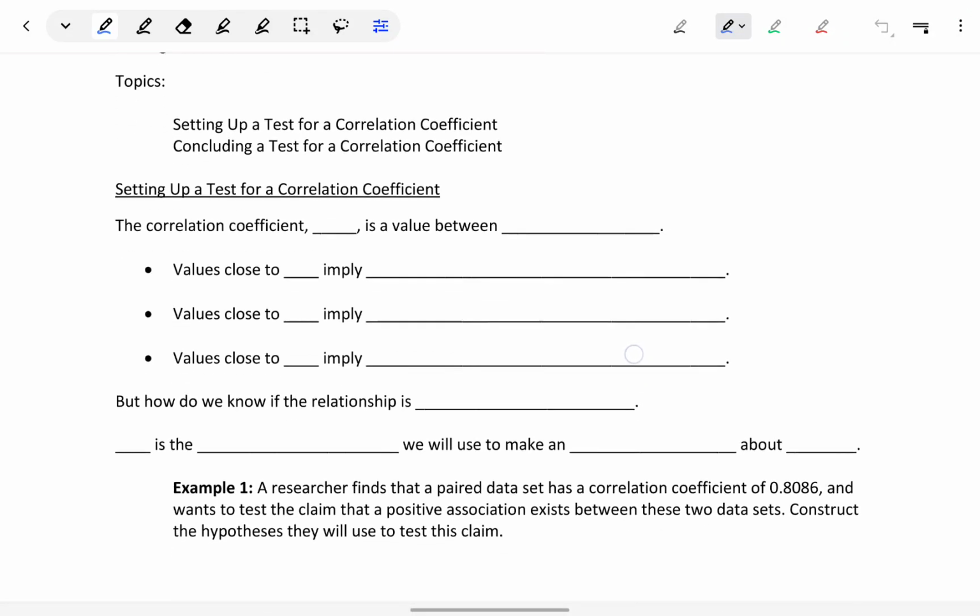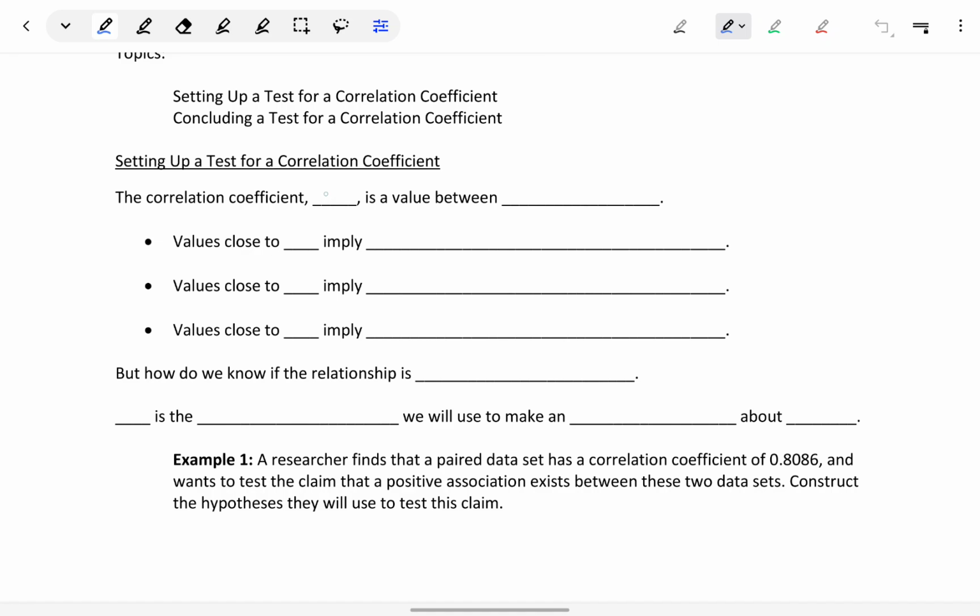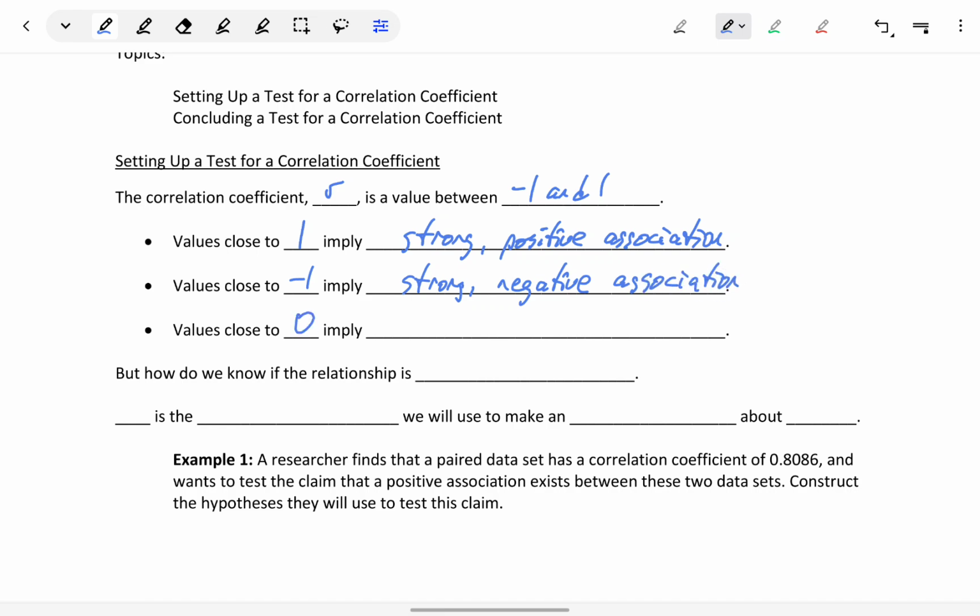We've already talked about the correlation coefficient, but as a quick review, r is always a value between -1 and 1. Values close to 1 imply a strong positive association. Values close to -1 imply a strong negative association. And values close to 0 imply little to no association.